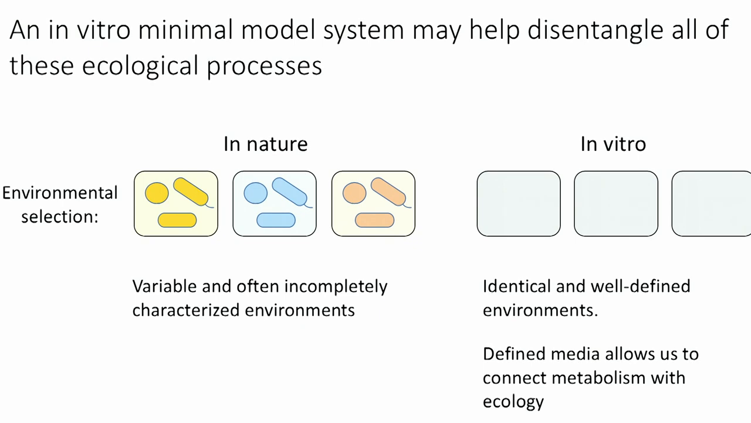In contrast, if we were able to have communities growing under well-defined media, we can absolutely control what goes in there, right? We can define every nutrient that we add, and that would allow us to also connect whatever population biology we end up discovering with the metabolic processes that we can infer based on the metagenome of the community, right? That will allow us to connect metabolism with population dynamics in a very, very concrete and precise way.